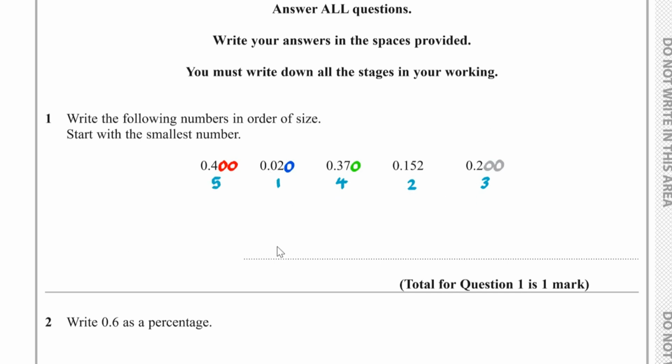So we've got 0.02, then we've got 0.152, then we've got 0.2, then we've got 0.37, and then we've got 0.4. Here is the list of numbers in order of size.